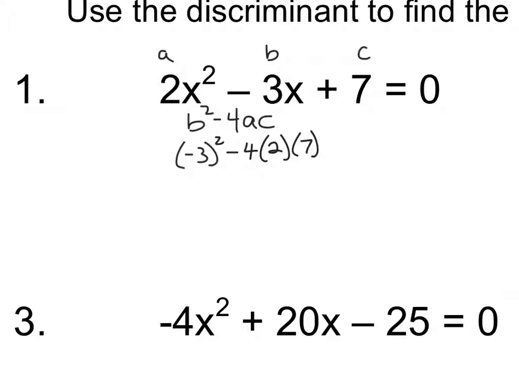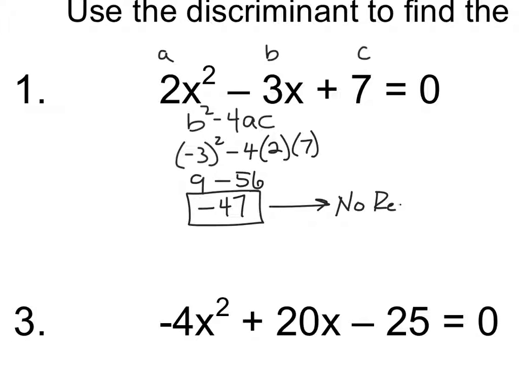So negative 3 squared, that's negative 3 times negative 3, which is positive 9. And then 4 times 2 is 8. 8 times 7 is 56. If I take 9 and subtract 56 from it, I get negative 47. Okay, so that number right there, is it positive, negative, or 0? Well, in this case, it's negative. So because it's negative, this problem will have no real solutions.